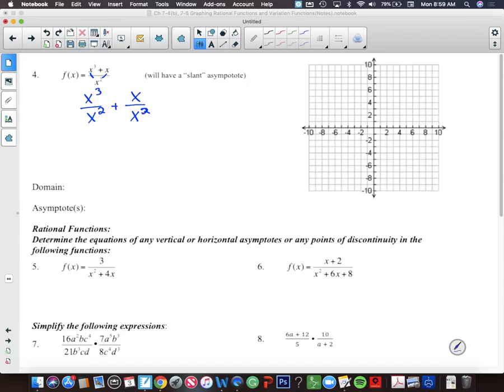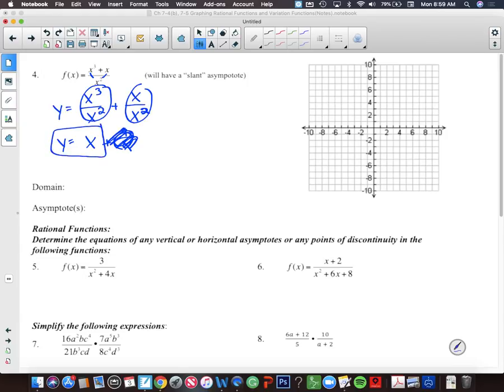And then we could just simplify that a little bit. So x cubed over x squared right there simplifies just to an x. And then this one right here simplifies to 1 over x. So remember, remainders are the things that kind of look like fractions. So this is our remainder. We care about our quotient without the remainder. So that's the slant asymptote.